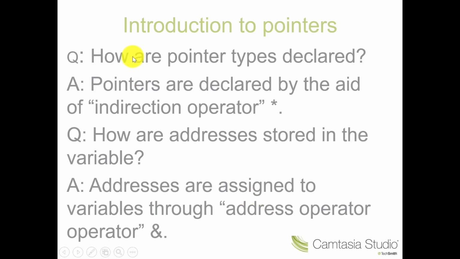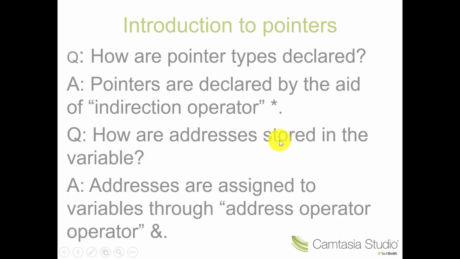Now, how are pointer types declared? Pointers are declared with the aid of an indirection operator, which is this symbol, a star. So you will declare an integer by using the keyword int. Now, after typing the identifier, you will have to associate it with this particular symbol, which precedes that particular identifier.